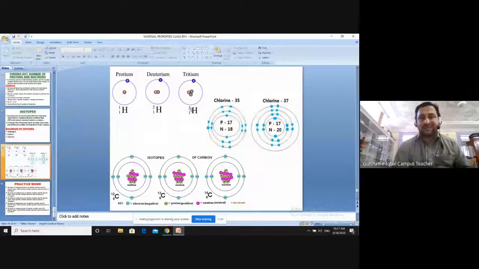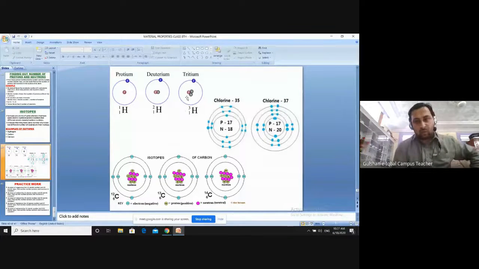Its mass number is 3, but the atomic number is the same. You can see atomic number depends upon protons. So 1 proton here, 1 proton here, and 1 proton here. There are 3 isotopes of hydrogen having the same number of protons, 1 proton in them, but different numbers of neutrons. Here is no neutron, here is 1 neutron, and here are 2 neutrons. So the mass here is 1, here its mass is 2, and here its mass is 3. Although they are all hydrogen, their structures are different from one another.